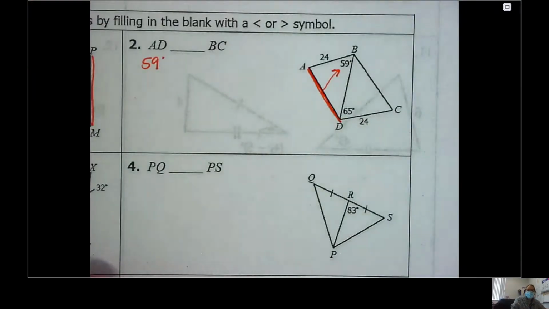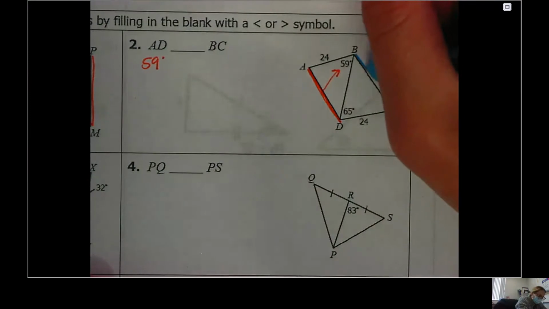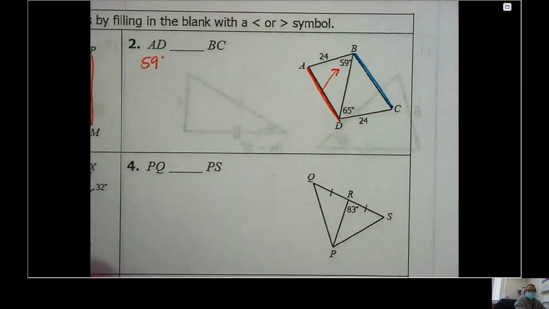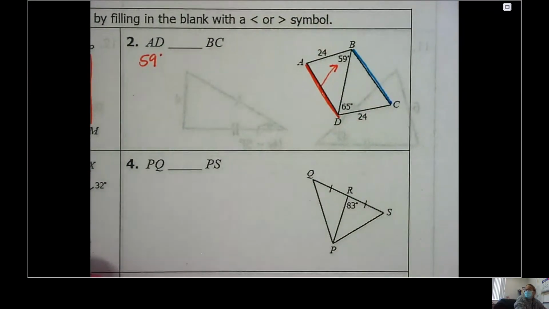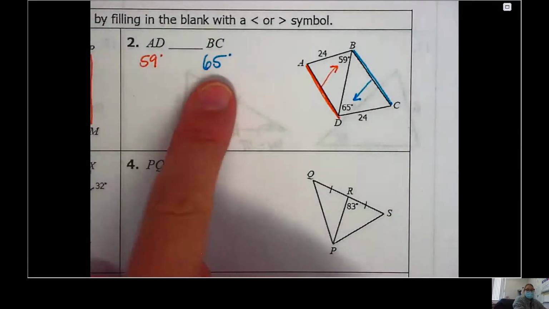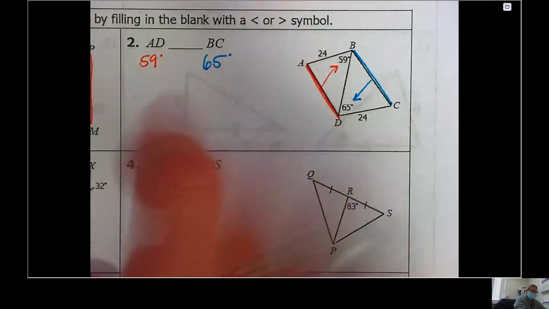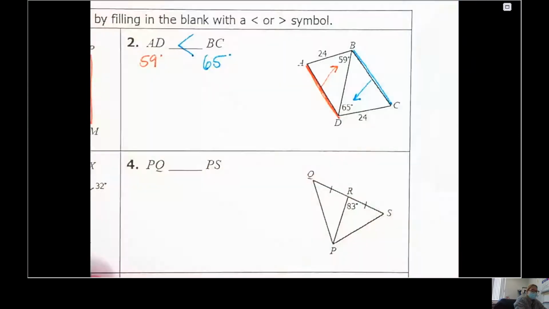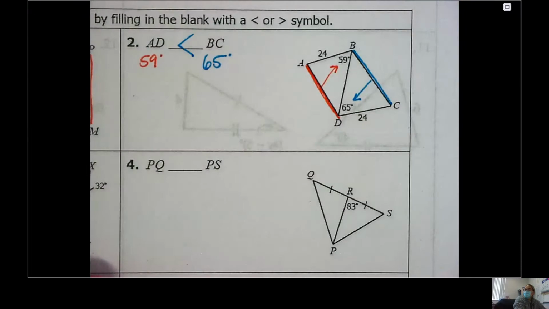Okay, what angle is across from BC? Say it. Which angle's across from BC? 65. So, is AD greater than or less than BC? Less than. 59 is less than 65. That's it. So I just want to know which one's bigger and which one's smaller. That's all I'm looking for.